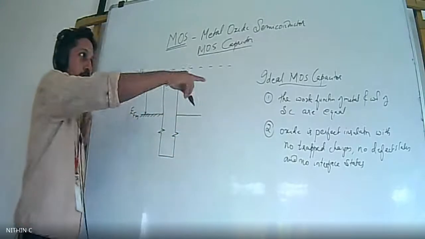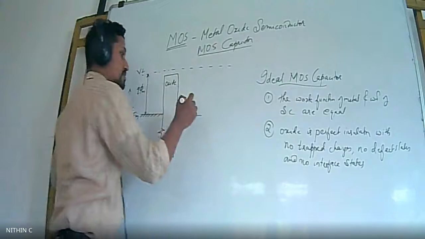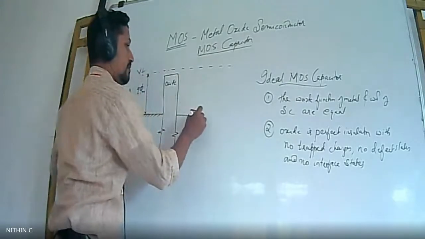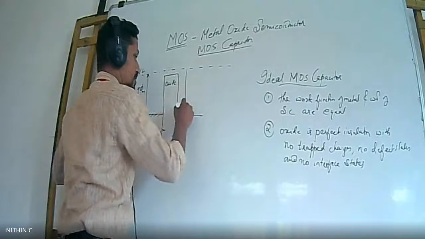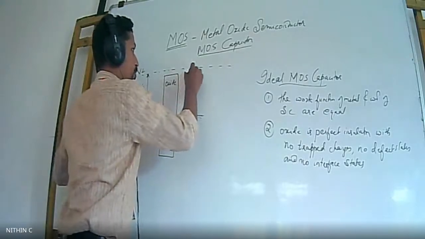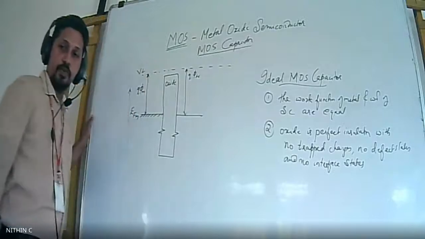Note that for an ideal MOS capacitor, Q phi m and Q phi SC have to be the same. Since we are dealing with a P-type substrate, I hope you know how to draw the energy band diagram. So these two are equal for an ideal MOS capacitor.